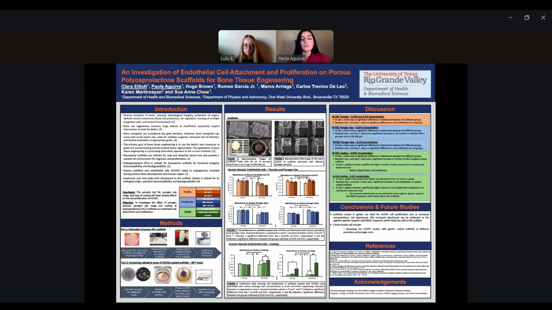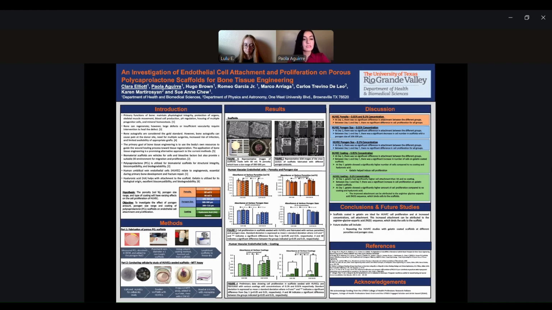We also chose to use gelatin because it is a natural, biocompatible, and biodegradable environment that it gives to the scaffolds. For our hypothesis, we hypothesize that the porosity, porogen sizes, and types of coating will have different effects on the cell proliferation of HUVEC cells. Our objective is to investigate the different effects that the porogen sizes, the porosities, and the coatings are going to have on the endothelial cell attachment and proliferation.